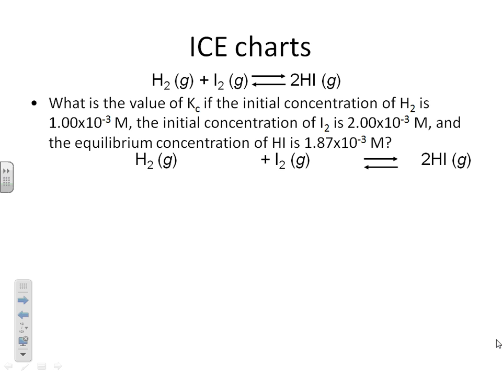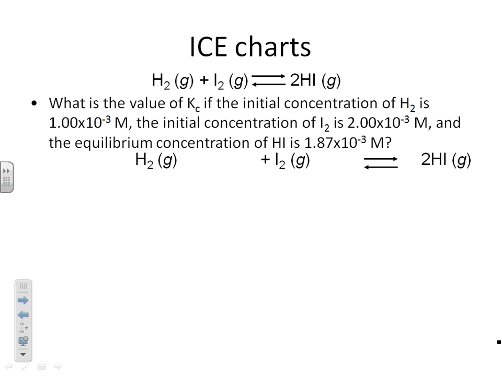First up, reaction. H2 plus I2 goes to 2HI. What is the value of Kc if the initial concentration of H2 is 1 times 10 to the minus third molar, the initial concentration of I2 is 2 times 10 to the minus third molar, and the equilibrium concentration of HI is 1.87 times 10 to the minus third molar? So if you look at the data that you're given: molarity, molarity, molarity. You're given concentrations of the reactants and the products. It asks you for the value of K. So this is what I mean when I say calculating K from concentration. The problem supplies you concentration info, and it asks you for the value of the equilibrium constant.